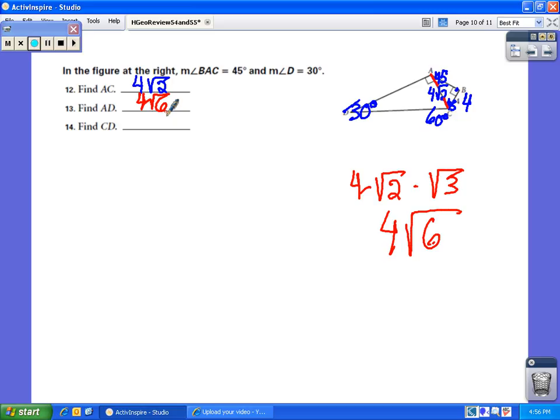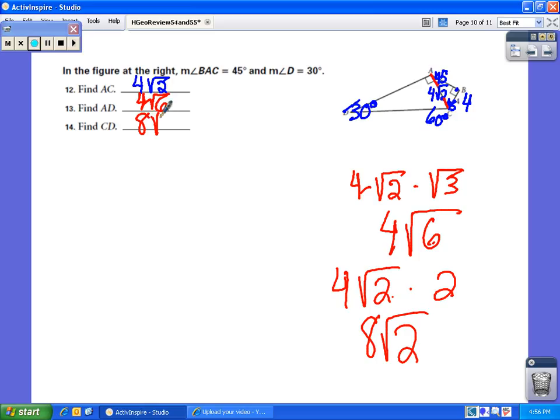Next we're going to find CD, which is the hypotenuse of the 30, 60, 90 triangle. To go from the short leg to the hypotenuse, we multiply by 2. This time I'm going to multiply the 4 and the 2 together, and I find that my hypotenuse is 8 root 2.